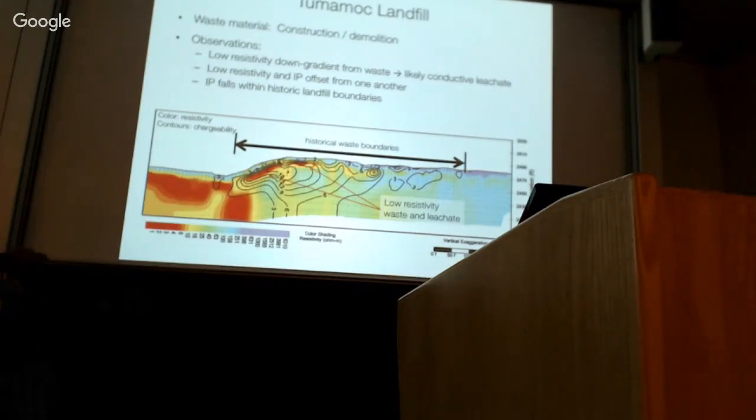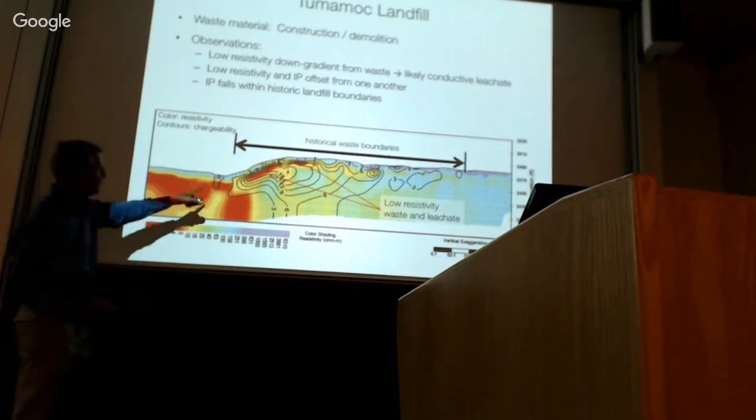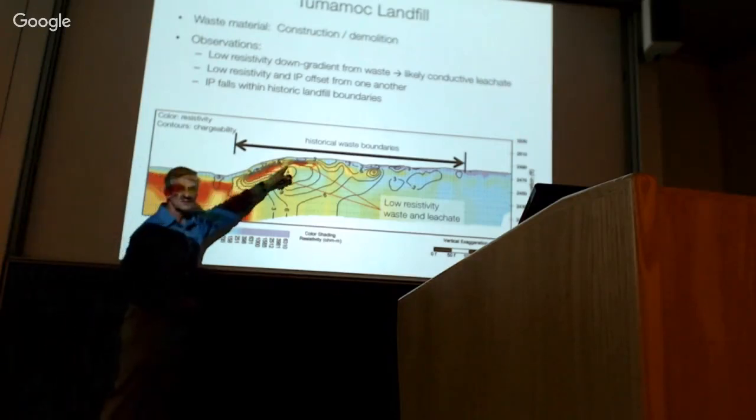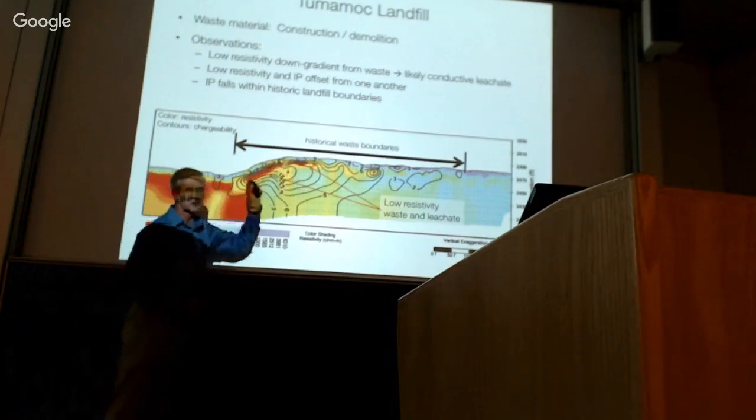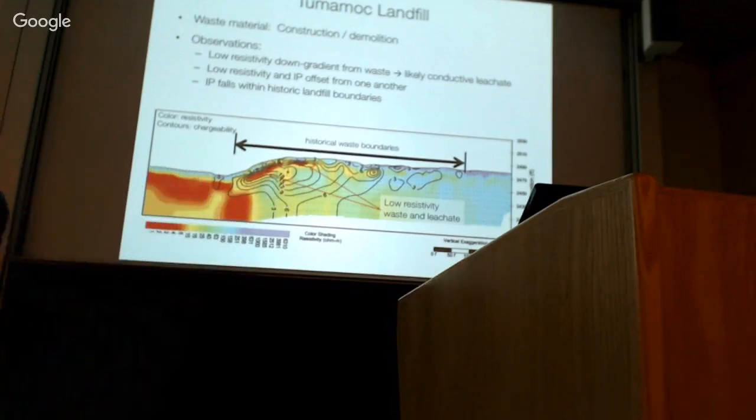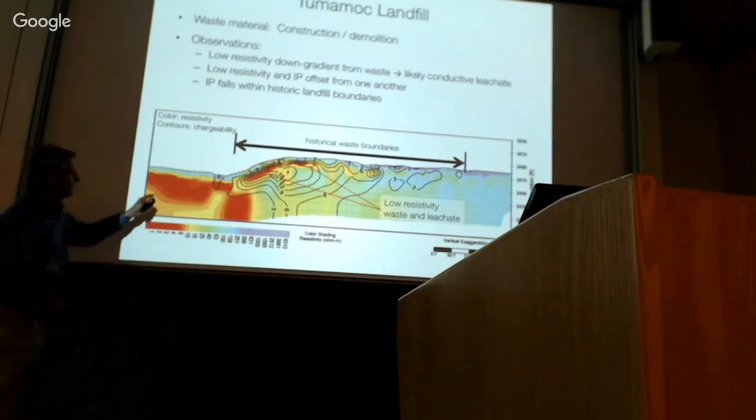So the color scale that we're looking at here is resistivity. So red is low resistivity, so it's conductive. So that does make some sense. But the contours are chargeability. The chargeability is confined to this region up here. If you look at the resistivity, however, there's low resistivity here, which is fine. But there's a lot of low resistivity here.